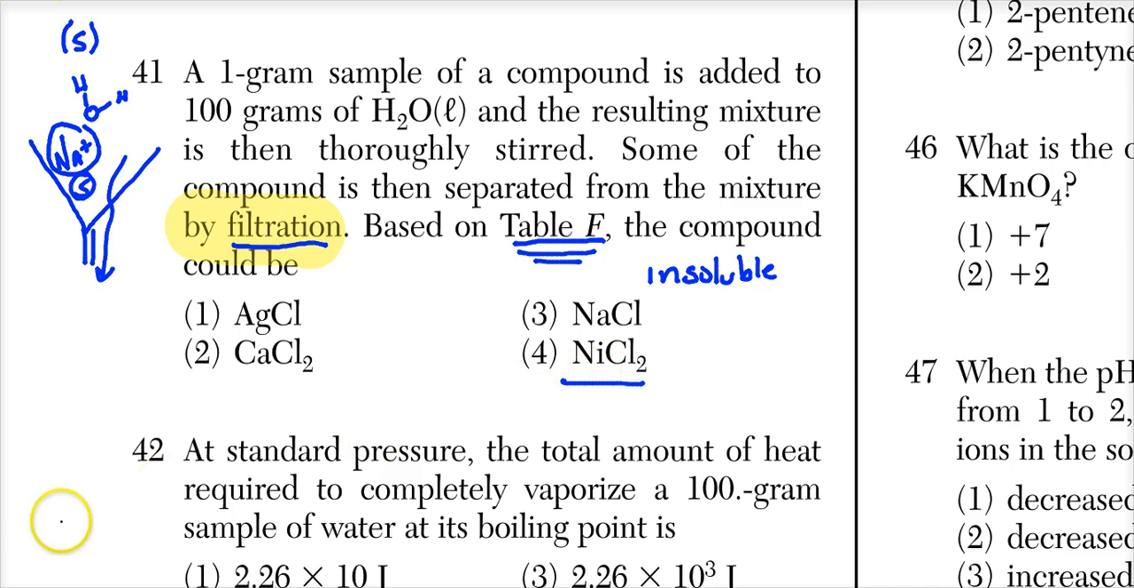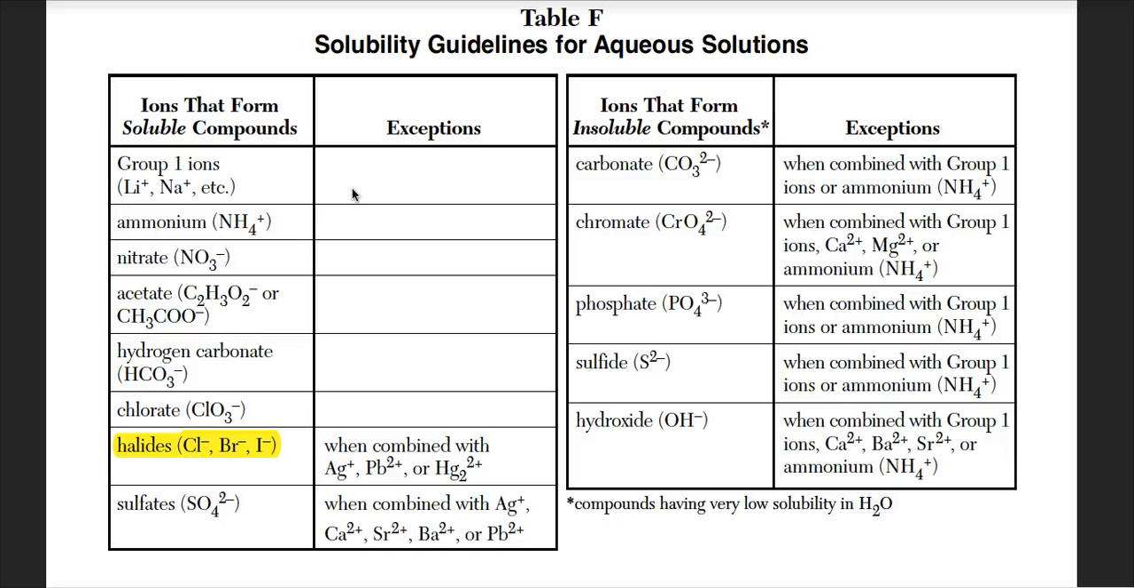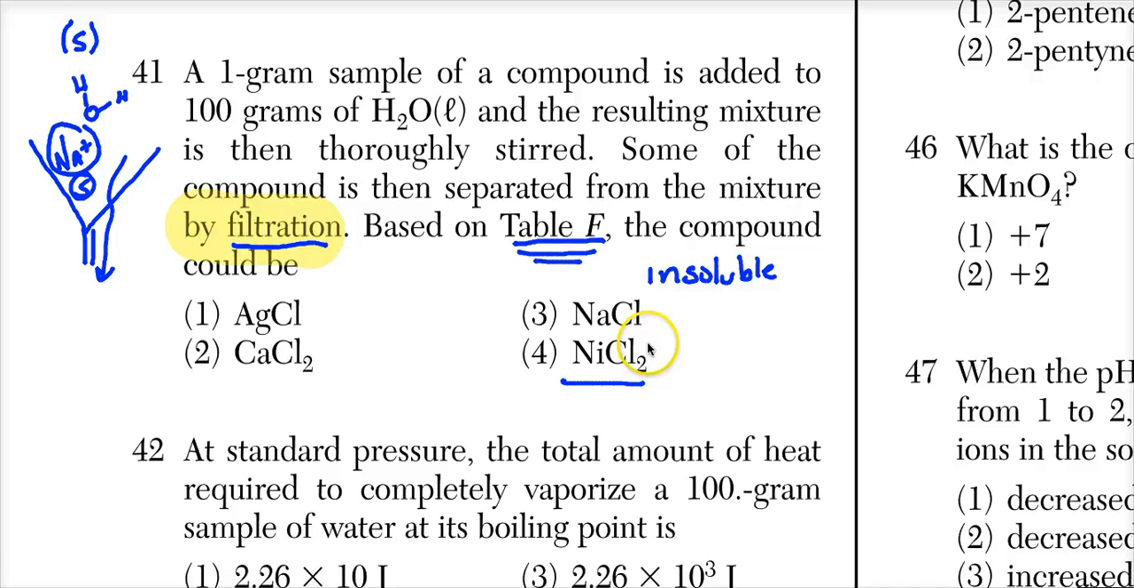So let's go through the choices. Nickel chloride, table F we go. So the first compound, nickel chloride, is it soluble? Well, I don't see any nickel listed here, but halides, which are from the halogen family, group 17, chlorine's listed, and they're soluble. There are some exceptions, which means if they were bonded with it, they would be insoluble, but nickel chloride is not an exception, so we would say anything with nickel chloride is soluble. Therefore, 4 cannot be a choice that's viable or correct because it's soluble.